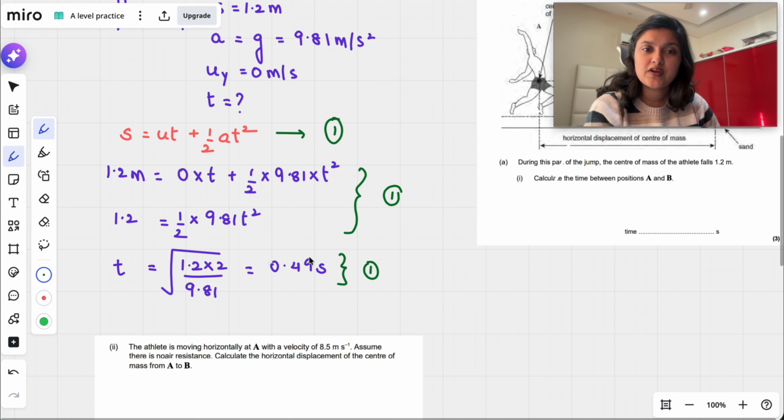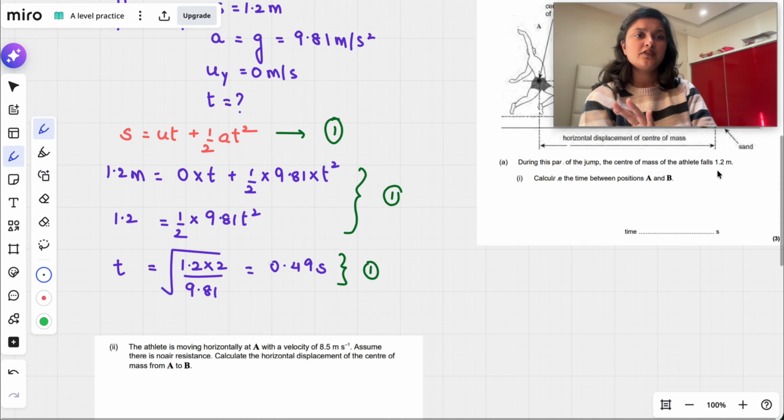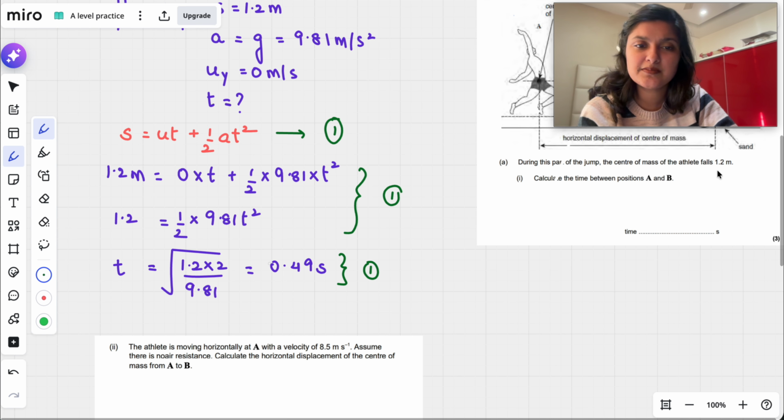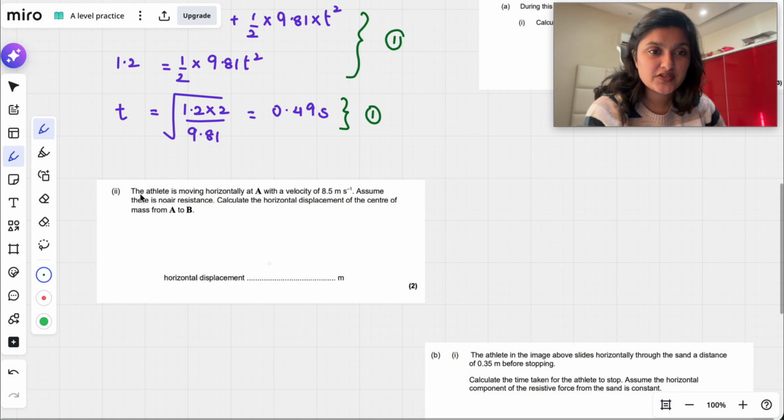Remember that you have to write the answer in just 2 decimal places. That's enough, because in the question also, as you can see, we have 2 significant figures. So you don't need to put too many numbers after the decimal point. Okay? Now let's see the second question.